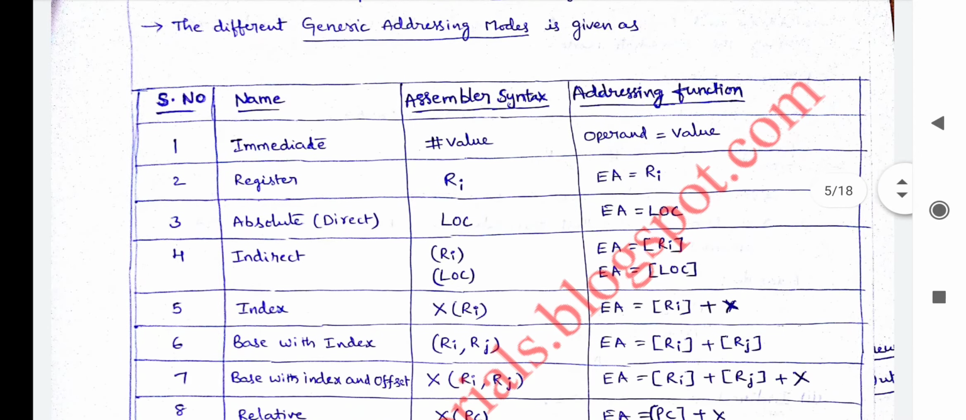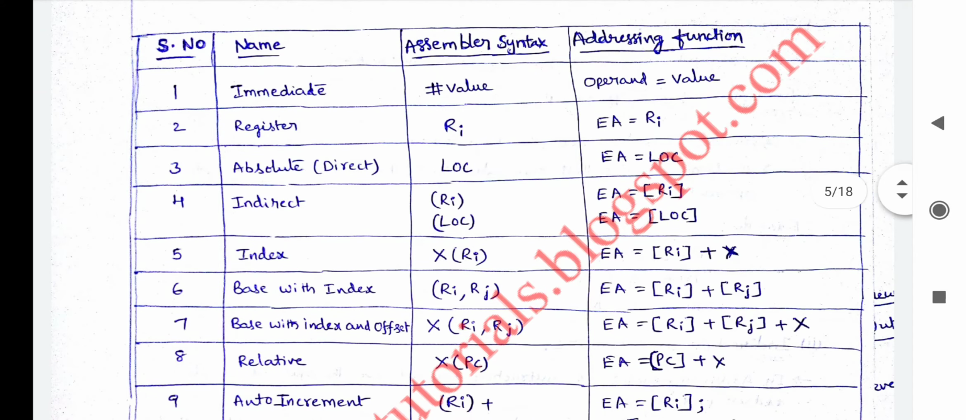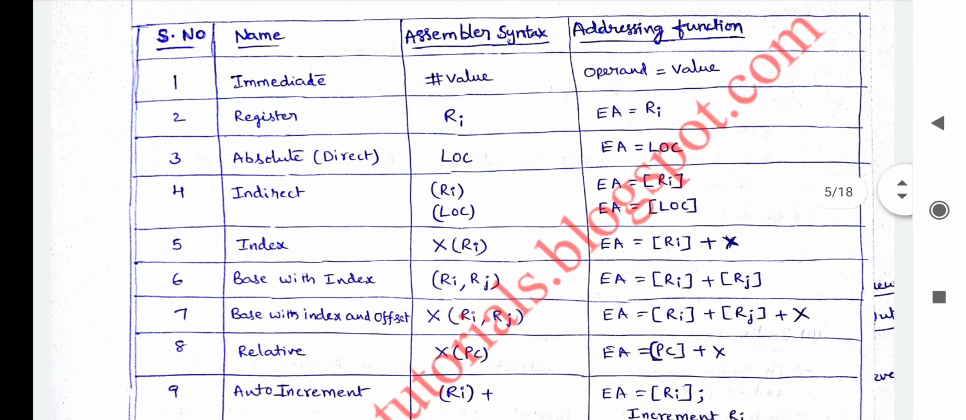First one, immediate addressing mode. See the table: serial number, name, assembler syntax. How can we represent that mode in assembly language? And the addressing function. Immediate, first one, immediate hash value. It's nothing but operand is equal to value.